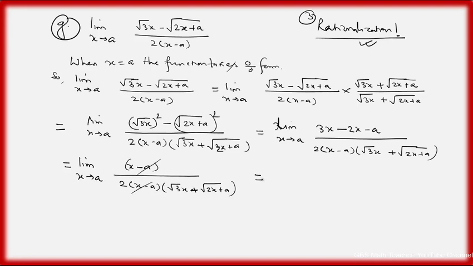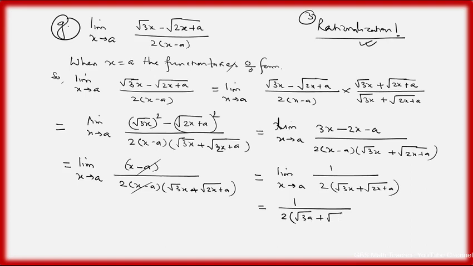You can cancel this, how interesting. Then limit x tends to a of 1 over 2 times root 3x plus root under 2x plus a. Now we can apply the limit, dear students. You will get 1 over 2 times root 3a plus root 3a, which is 1 over 2 root 3a times 2, that is 4 root 3a, is the answer. In this way we can solve this question.